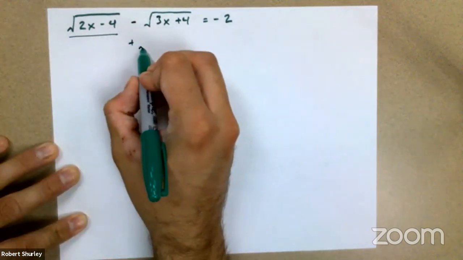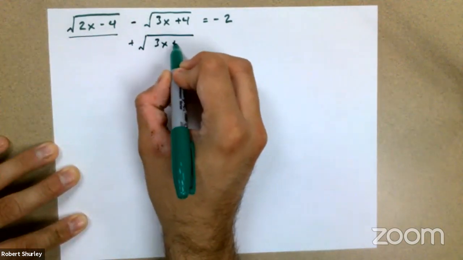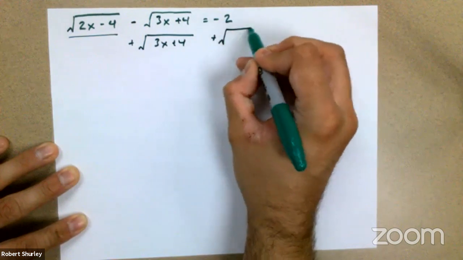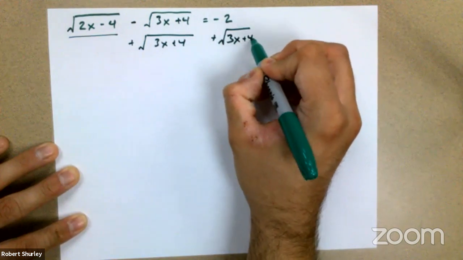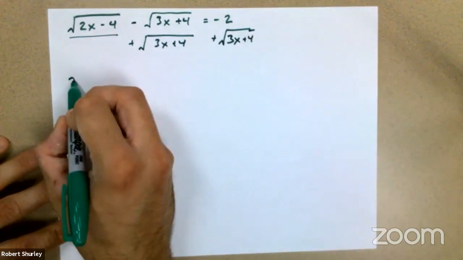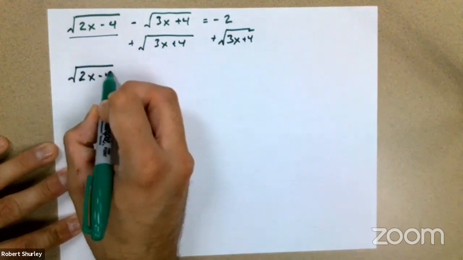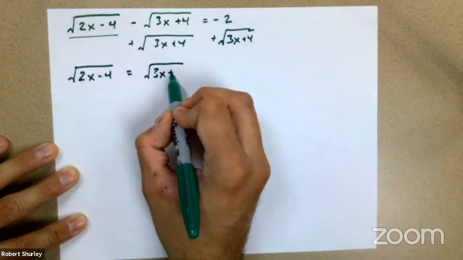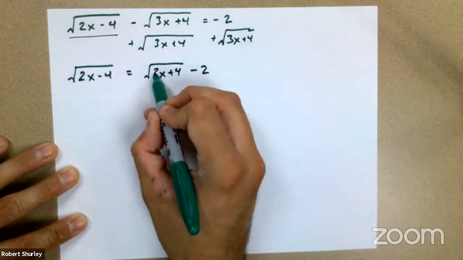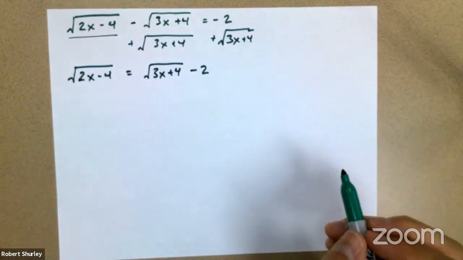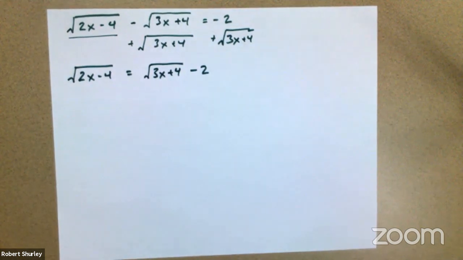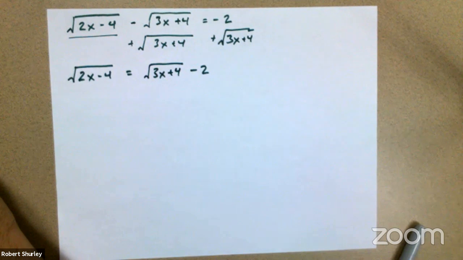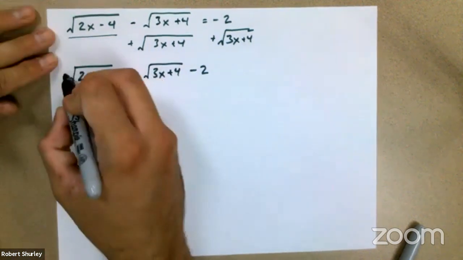I'm going to move this entire radical to the other side. So we wind up with the square root of 2x minus 4 equals the square root of 3x plus 4 minus 2. Now notice that minus 2 is outside of the radical. So we've isolated this radical. We follow the same directions we've been doing so far. We're going to square both sides.